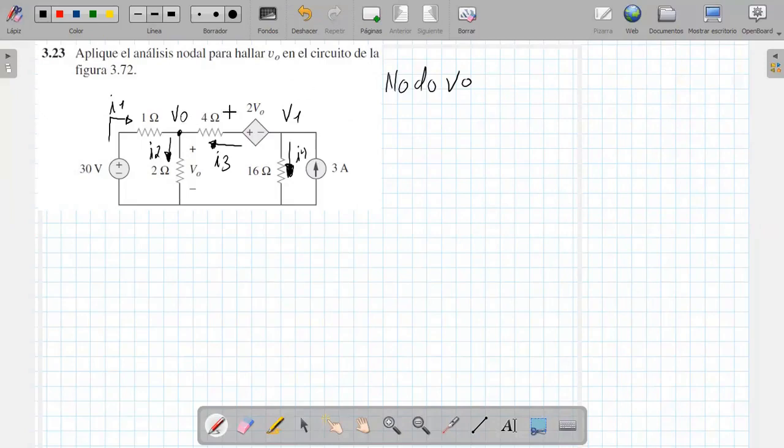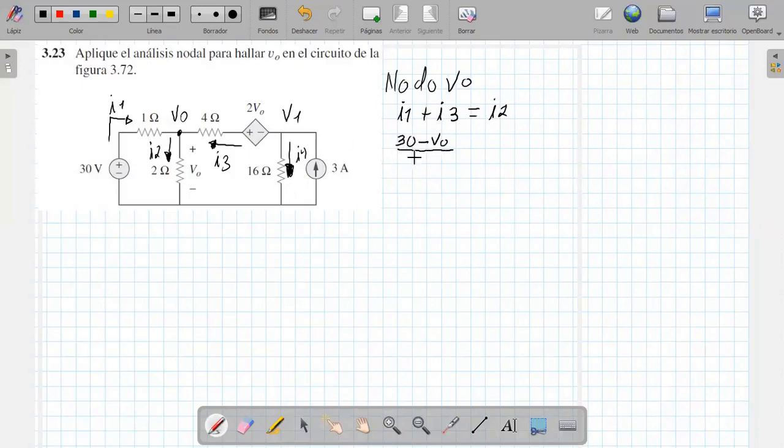Let's observe that in this node V sub 0, where we are going to do the analysis, the current I1 plus the current I3 will be equal to what comes out of that point, the current I2. Well, then the current I1, we observed that it has this direction, the one we put in it. Does it mean that the voltage of 30 volts is greater than V sub 0 in the direction of the current? So it would be 30 minus V sub 0 over the resistance.